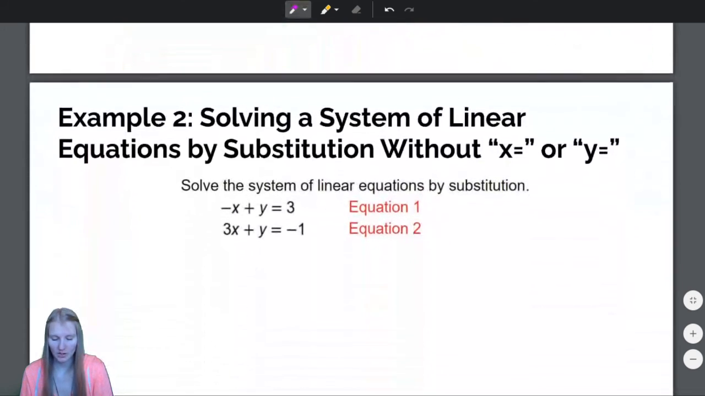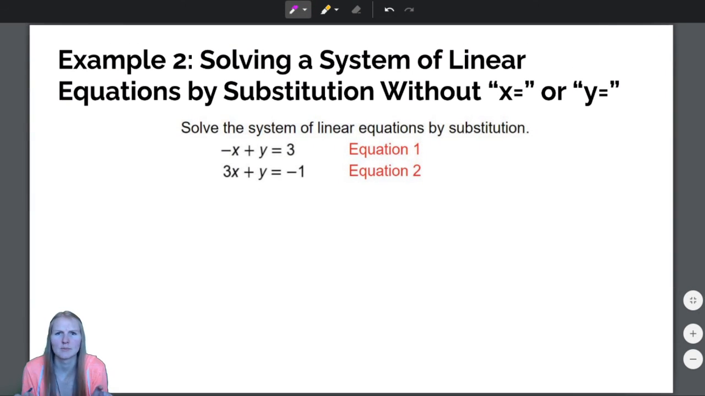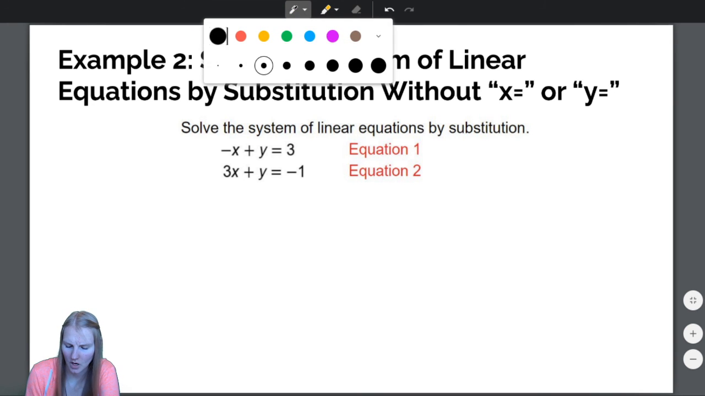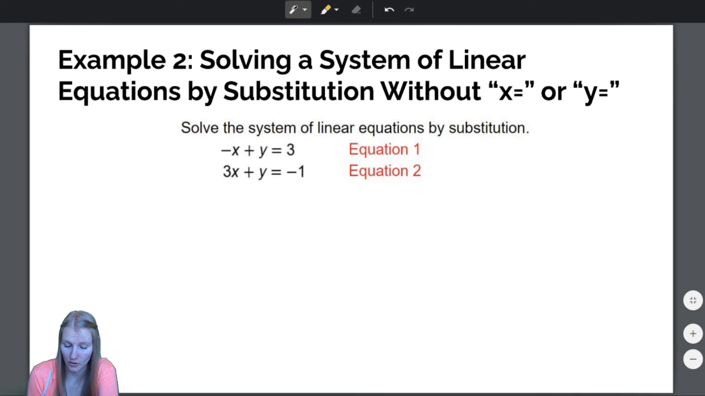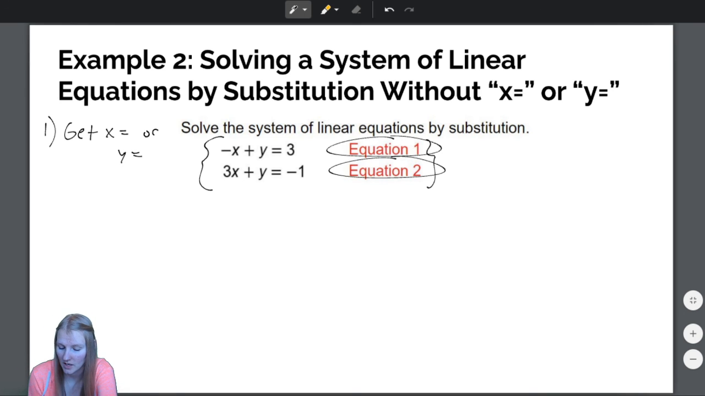So let's jump into it and let's see how step 1 is supposed to work. First things first, I'm going to look at my system of equations, and I know that step 1 is to get x equals or y equals. That's my first step, is I need one of these equations to be y equals or x equals.